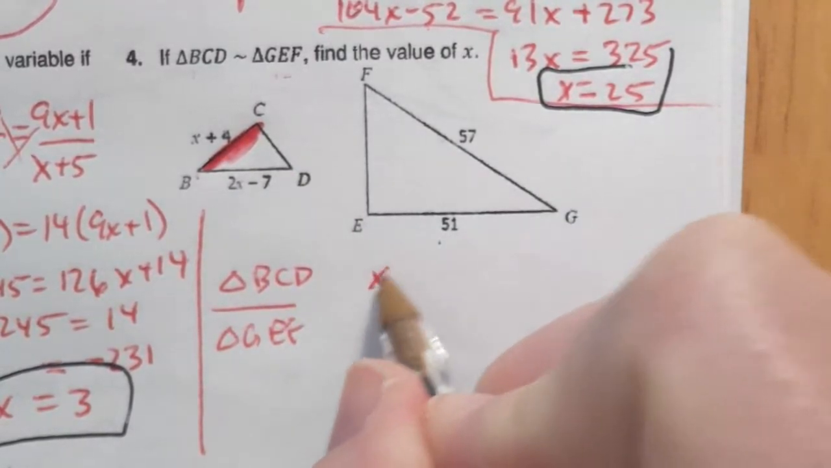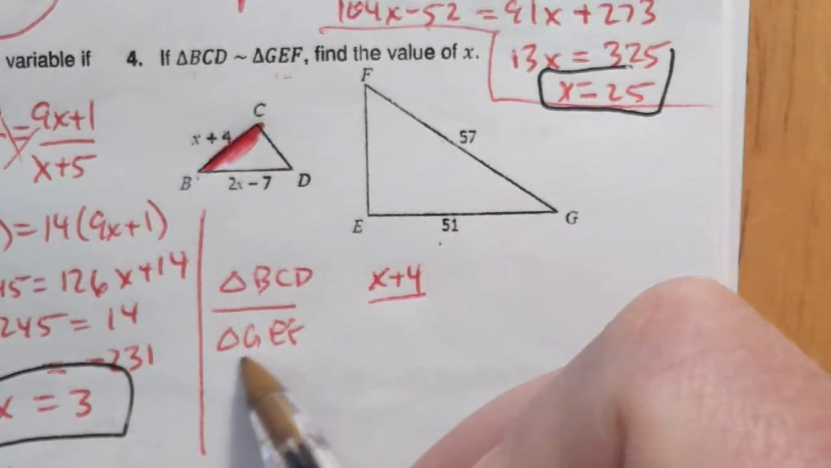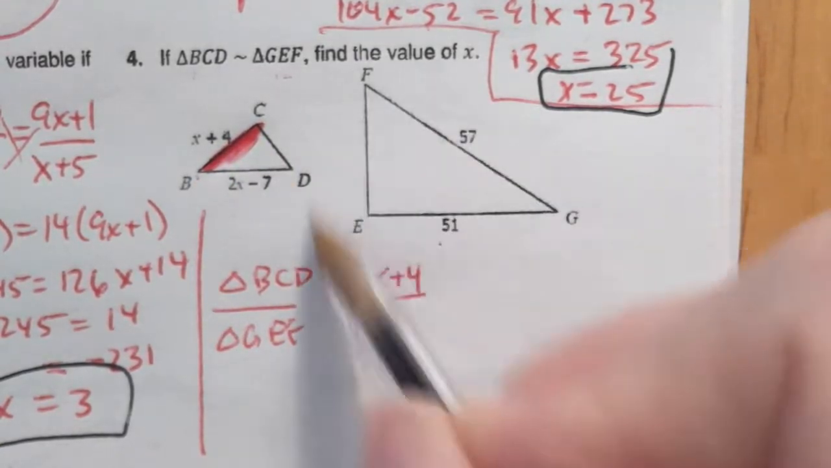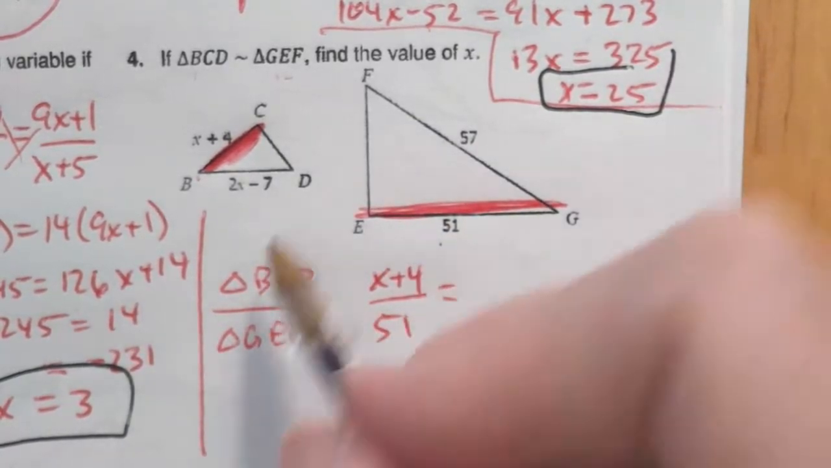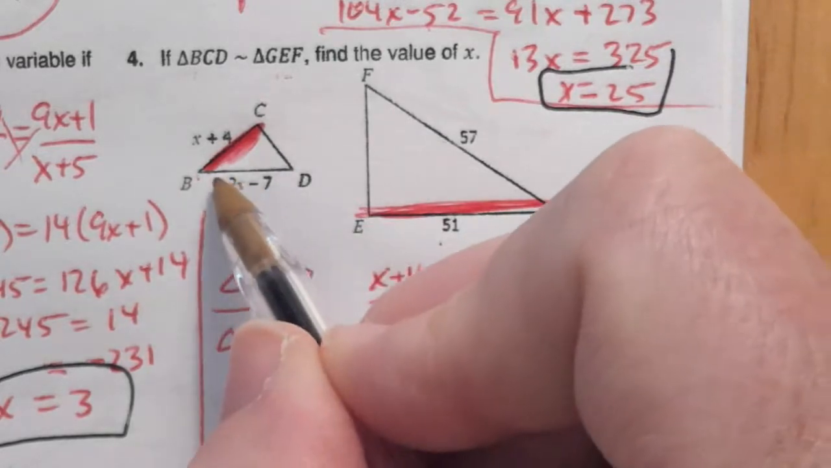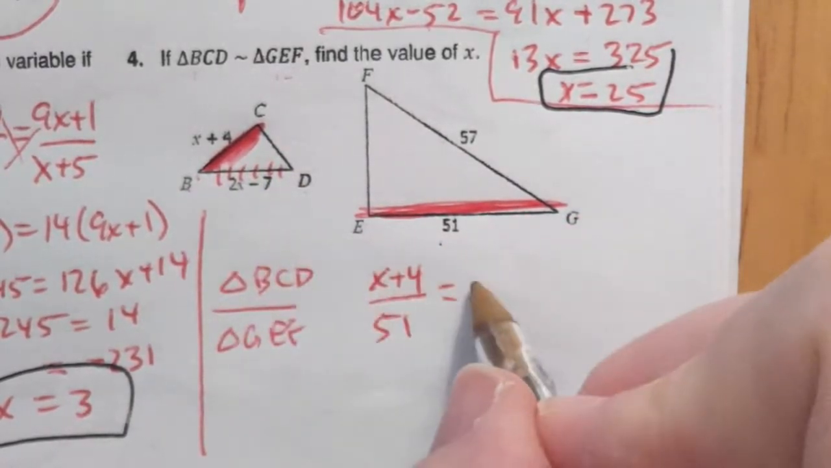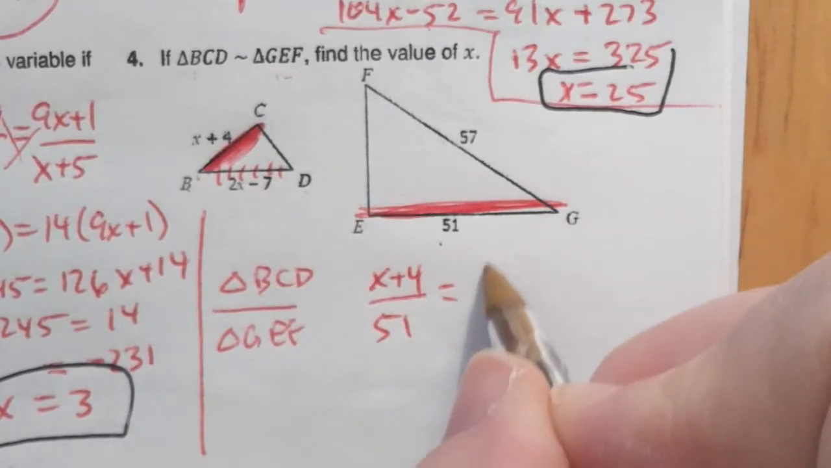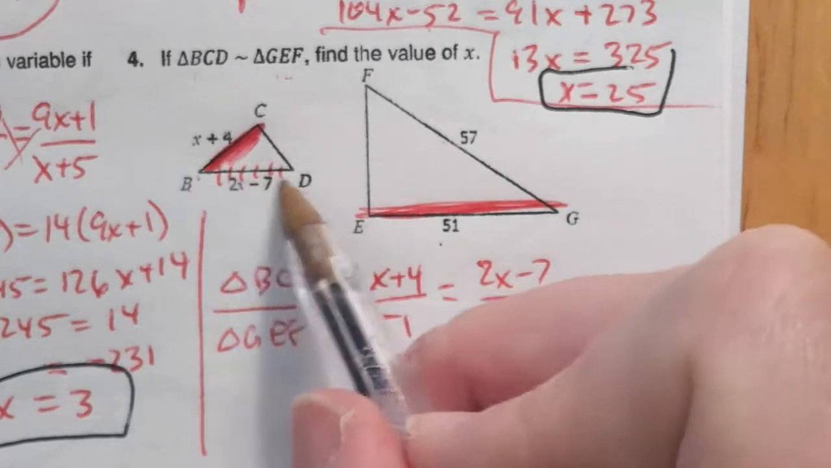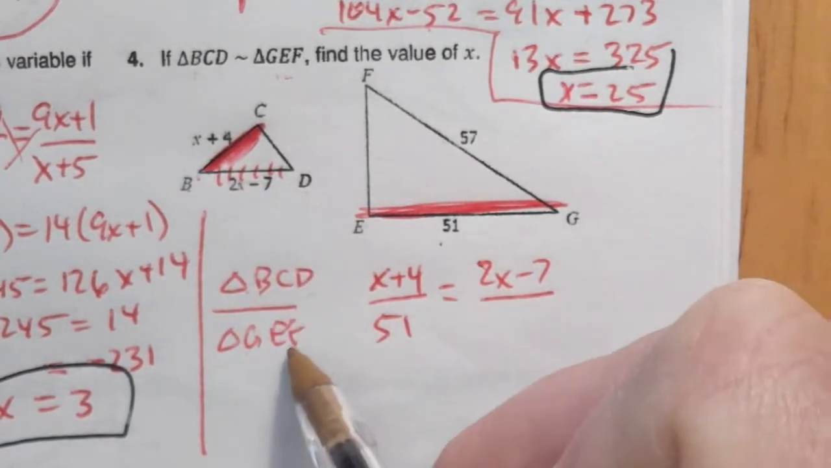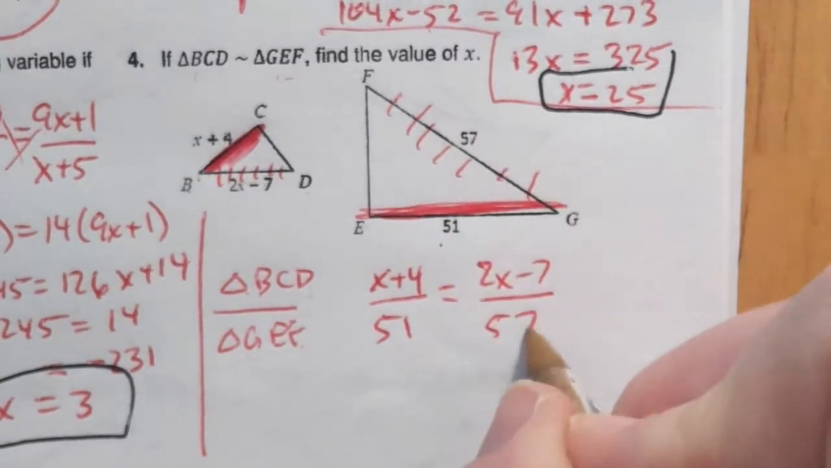Okay, so x plus 4. So B to C matches up with what letters? B to C matches up with G to E. Where's G to E? Right here. So that'd be 51. Is equal to, all right, let's pick another side that's labeled. Okay, so that would be B to D. B to D, that goes on the top. So 2x minus 7 over, and B to D matches up with G to F. There's G and F, so that is 57.